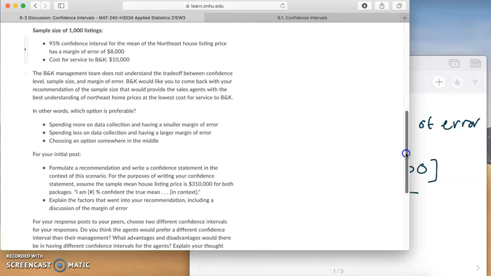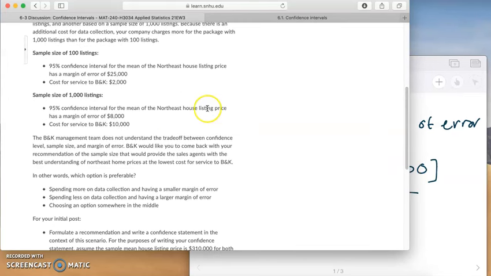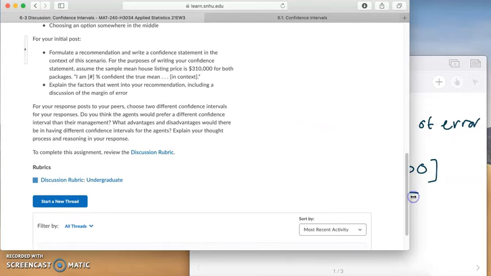So you need to think about how this margin of error for the listing price could affect them. That could mean they have a very wide range of listing prices. They could be listing their houses wrong, or they could be listing them correctly. What's the trade-off between a $2,000 cost and a $10,000 cost? There's not a right or wrong answer as far as what your recommendation is. You just need to say what you think is more valuable to the client, because they are concerned about keeping costs down. And I will tell you, this is a very realistic scenario.